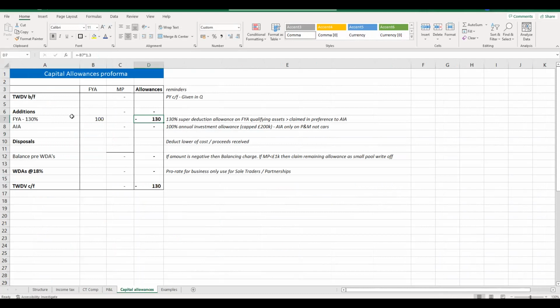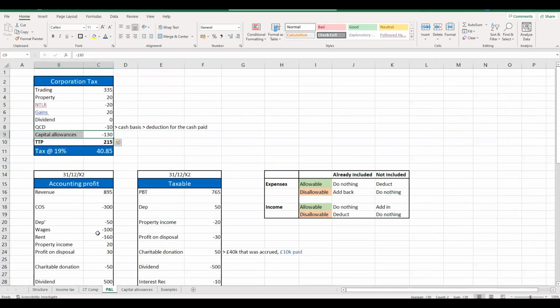So other than the super deduction and the no private use pool, there is no difference between how you work out your capital allowances for corporation tax and individuals. So you're going to have tax written down values brought forward, you might have disposals, you might have a balancing charge or balancing allowance, you're going to have your WDAs at 18%, and then you're still going to get your tax written down values carried forward. So the key fundamental difference to remember is that if it's a corporation tax question, you're going to use that super deduction. That super deduction is not available to sole traders.